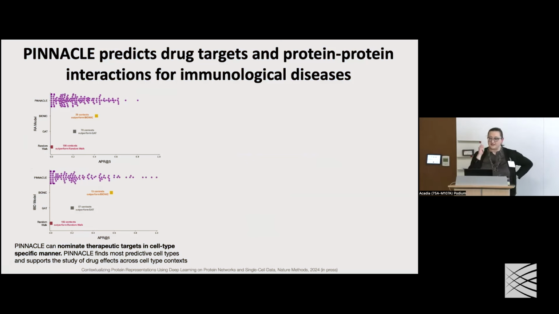because we can predict and nominate therapeutic targets in a cell type specific manner, rather than what is predominantly used in published literature using methods such as various forms of graph attention networks, GATs, or multimodal network integration, illustrated here by a recent model, Bionic, that provide a single integrated summary protein embedding and therefore cannot produce contextualized representation.